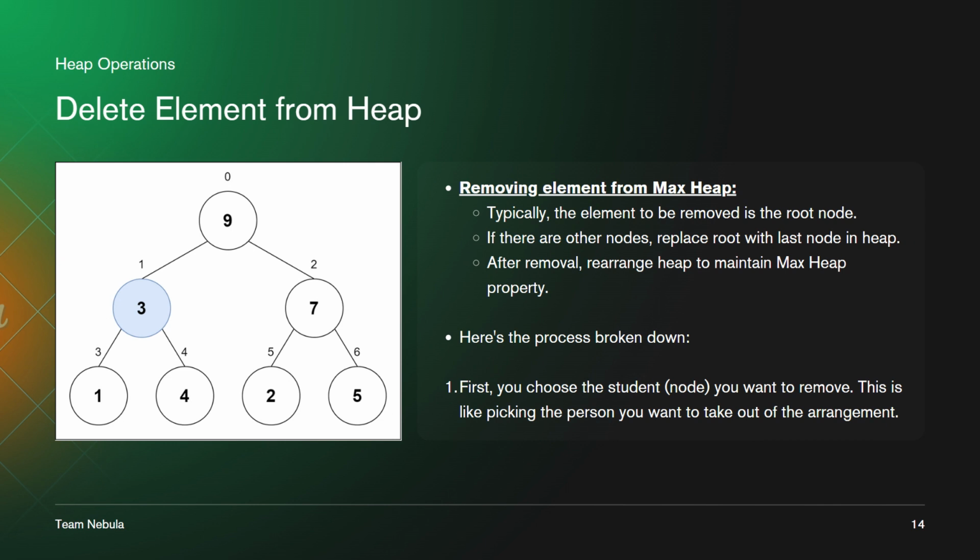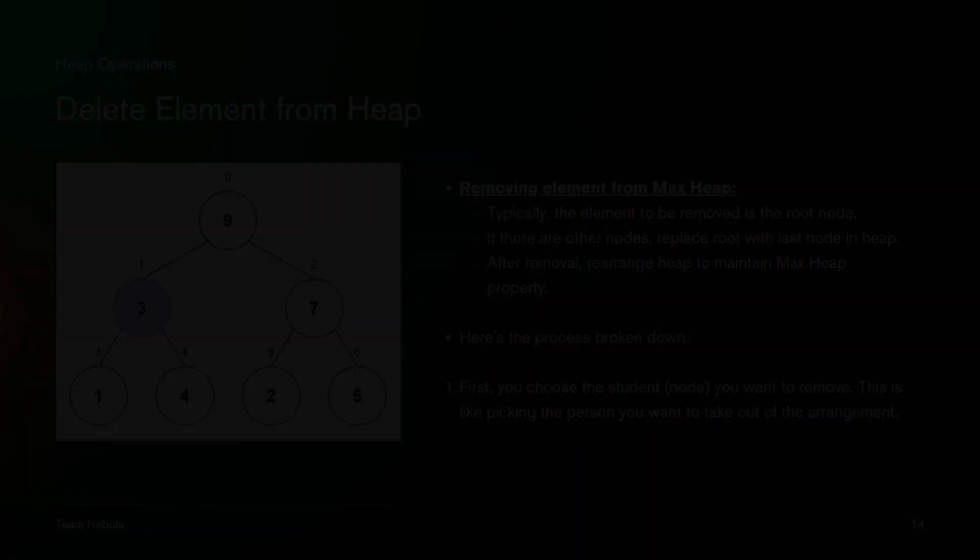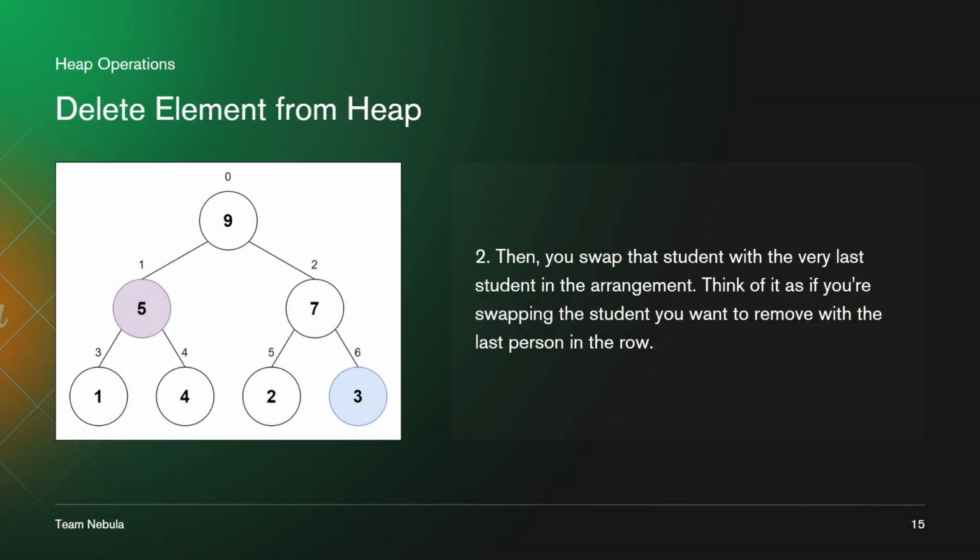Alright, let's dive into how we can remove an element from a heap, like taking a student out of a seating arrangement. We will focus on max heap for now. So here is the process broken down. First, you choose the student you want to remove. This is like picking the person you want to take out of the arrangement. Then you swap the student with the very last student in the arrangement. Think of it as if you are swapping the student you want to remove with the last person in the row.